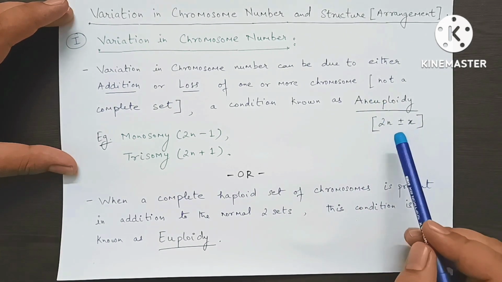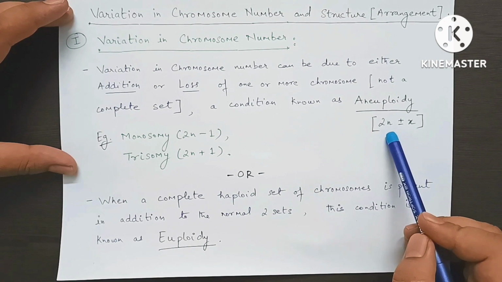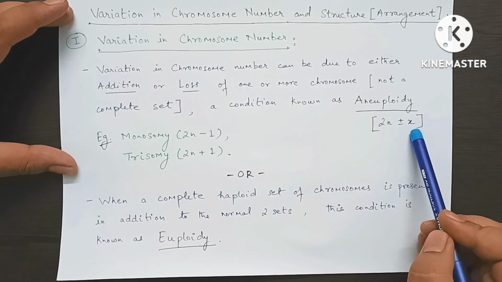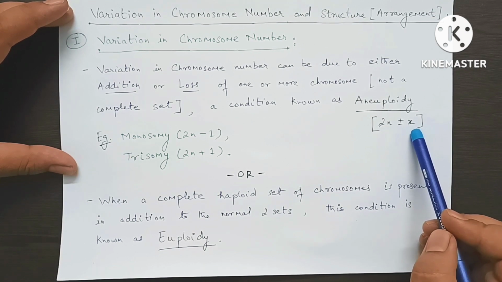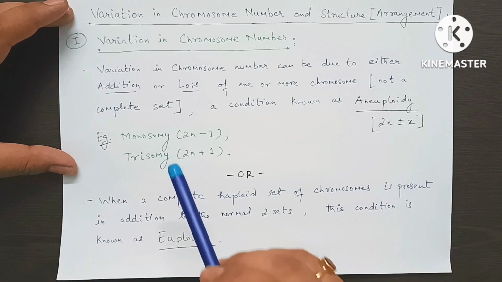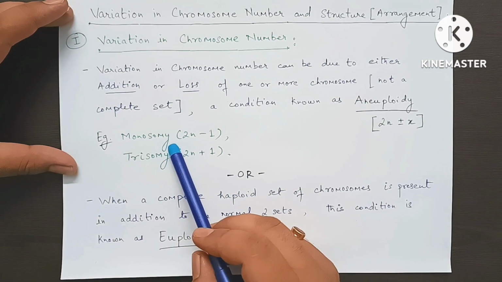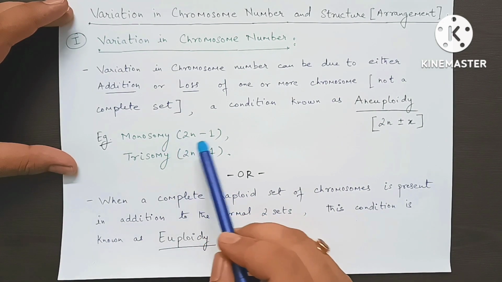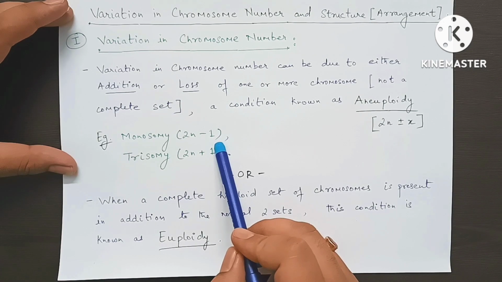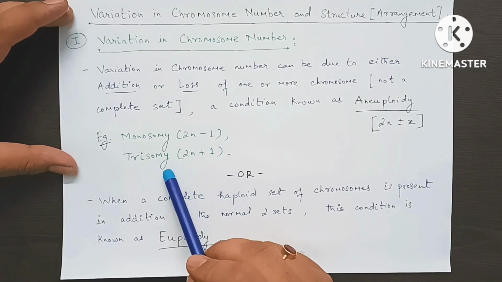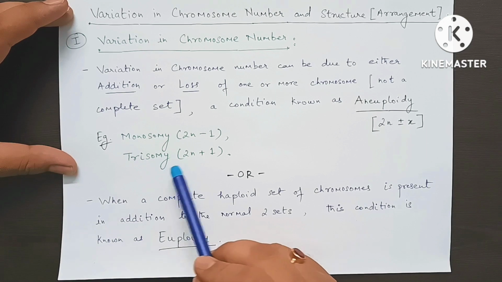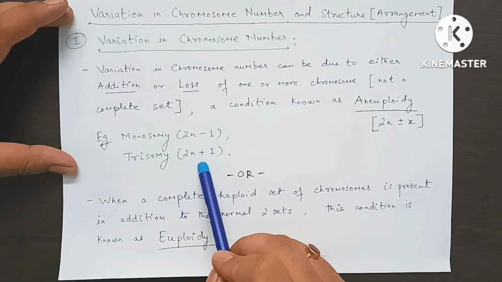represented by the formula 2n plus minus x, where x is the number of chromosomes added or lost. For example, as discussed in the previous video, monosomy with formula 2n minus 1 and trisomy with formula 2n plus 1.